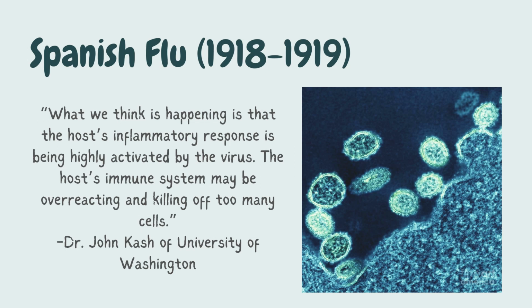So the homeostatic imbalance started when the virus entered the human body, making the other body systems react to this, trying to balance it out. But what happened instead is that the immune system overreacted, killing off too many cells.